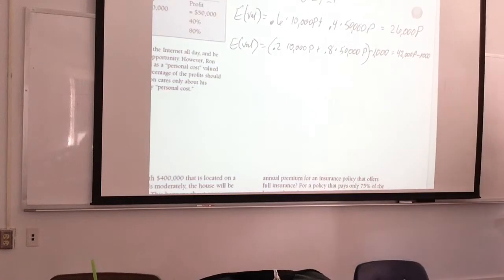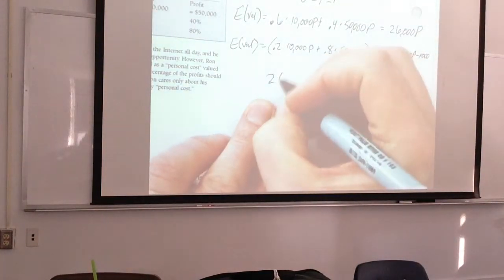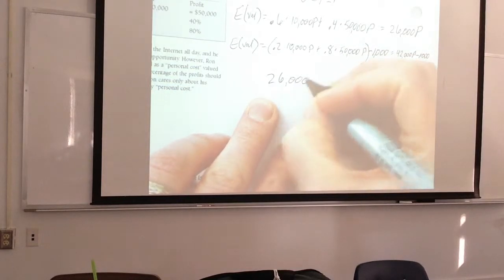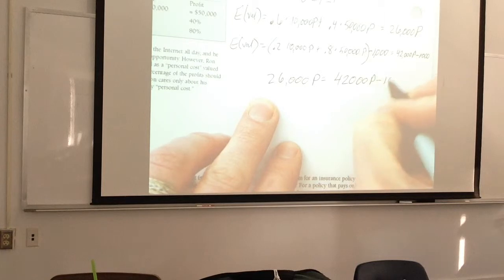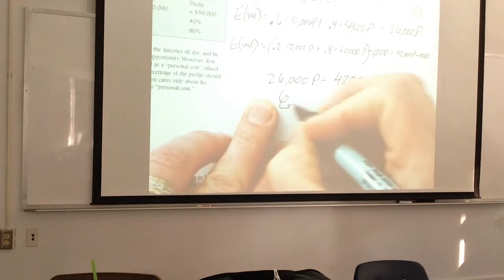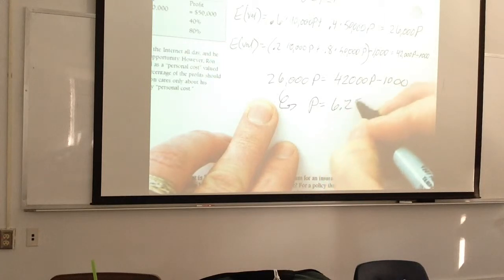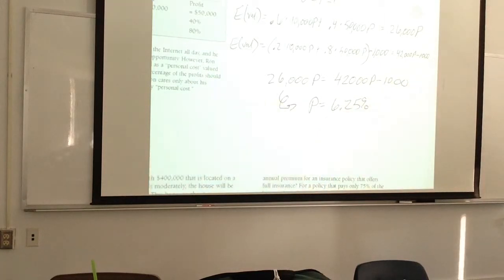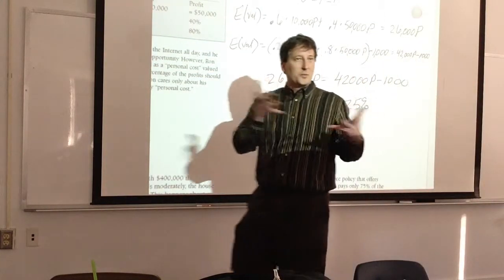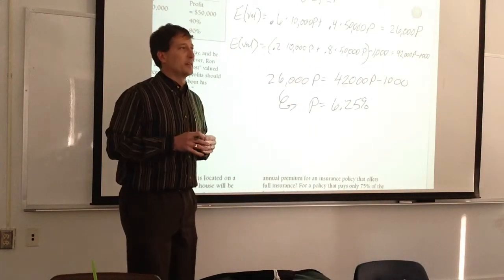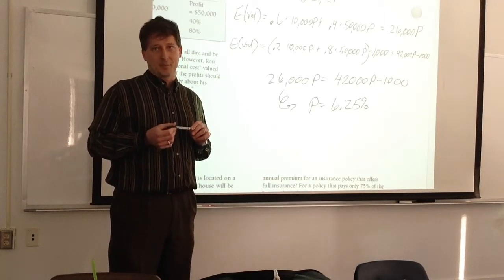Okay. So what's the answer again, you guys? I can just show the two steps here. We're going to take the 26,000 P equals the 42,000 P minus 1,000. And out from that, we get the optimal percent of, what was it, 6.25? Okay, so explaining in real terms, what should the employer offer Ron? 6.25?